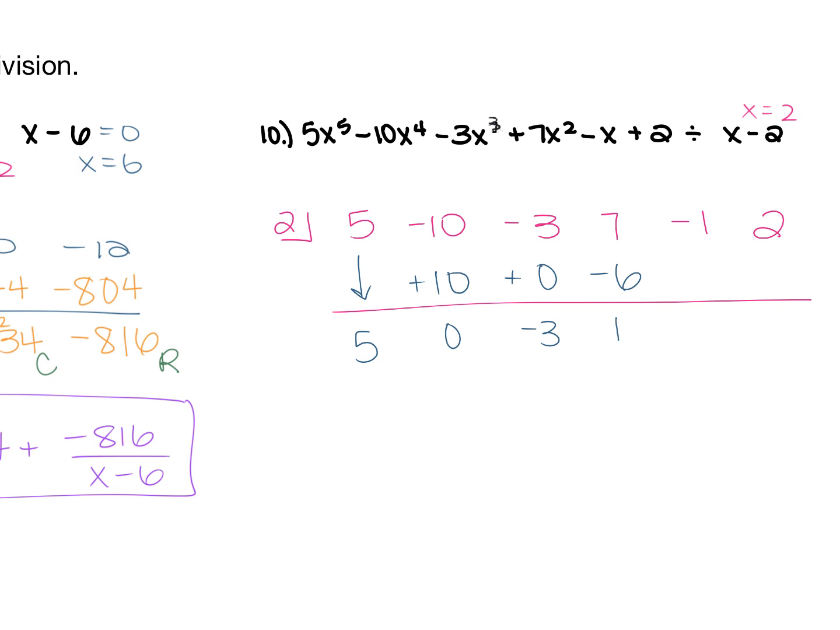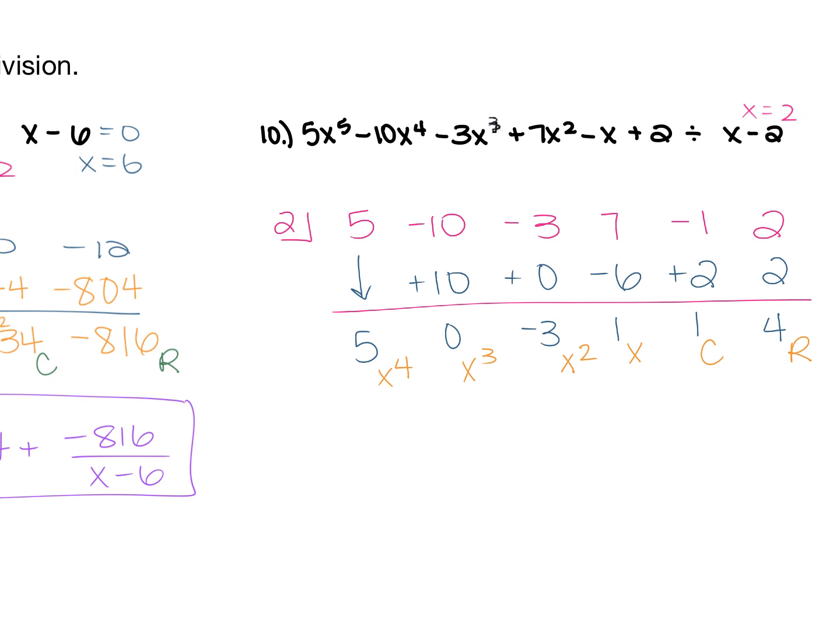1 times 2 is 2. Add that with the negative 1. That gives you 1. 1 times 2 is 2, which leaves you with 4. 4 is your remainder. 1 is your constant. The next one to the left is your x. Negative 3 is x squared. 0 is with x to the 3rd power. And 5 gets x to the 4th power.